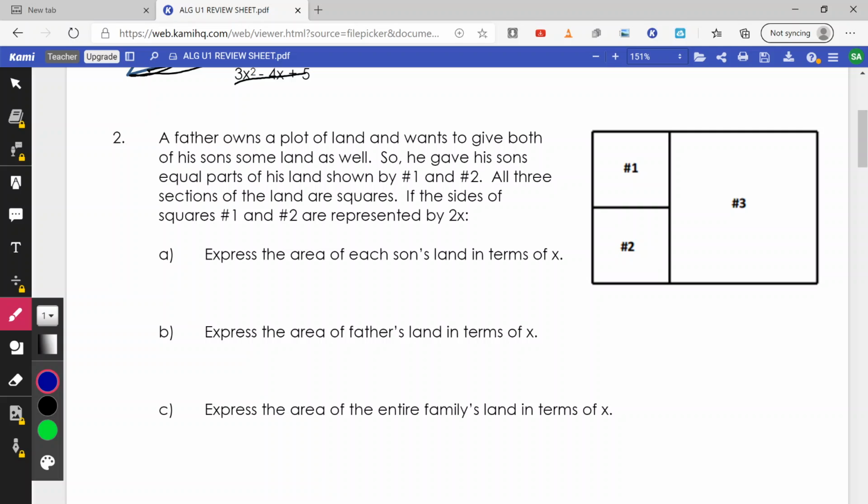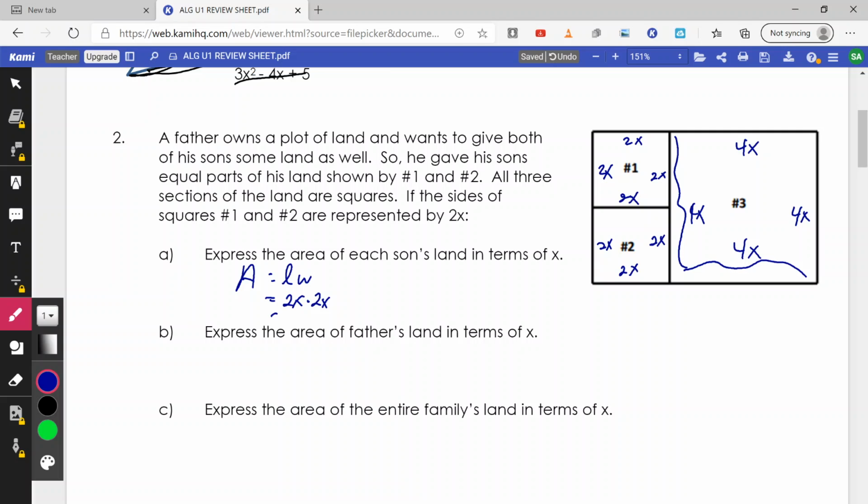So I can actually go around and label 2x, 2x, 2x, 2x. So we already got 2x on this one, 2x, 2x, 2x. So we got all that. This means if this part is 2x and this part's 2x, that means 4x. So if they're all squares, everything here is going to be 4x. So the area of each son's land: area is length times width. Length is 2x, width is 2x, so 2x times 2x. 2 times 2 gives me 4. X times x is x squared.